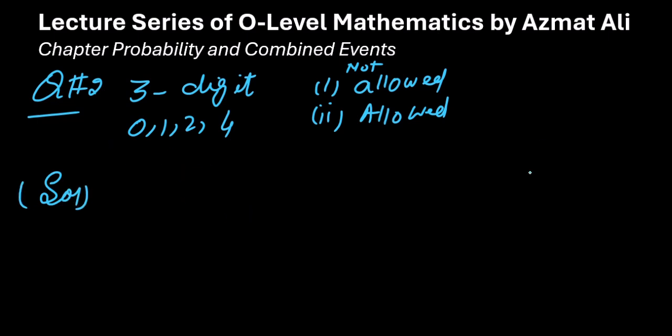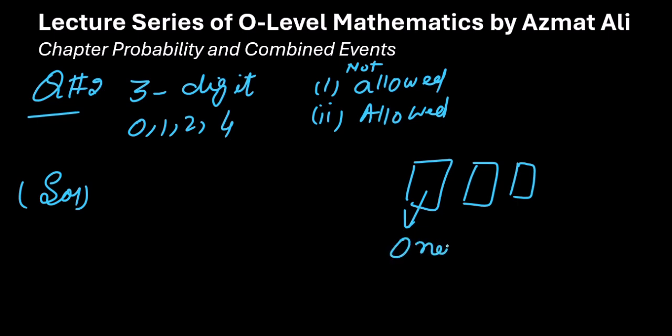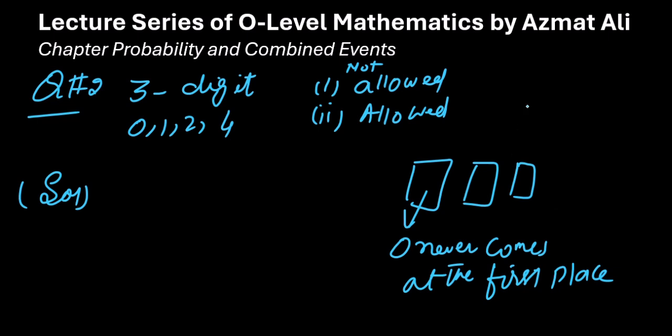As we have to form a 3-digit number here, it is not possible that 0 comes at the first place. For example, if you write the number 0, 1, 2, this is not a 3-digit number. This is only a 2-digit number, and it is 12. So it cannot be considered a three-digit number. So it is not possible that your starting digit is 0. So we cannot use 0 at the first place.